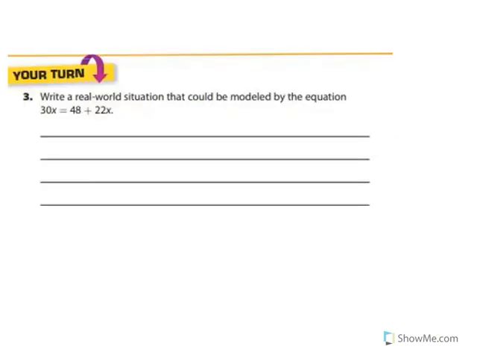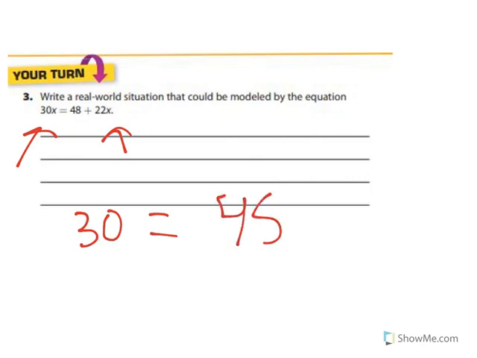For a real-world situation, they could be modeled by the equation. So kind of the same idea, right? The first person charges $30 an hour to work on something. The second person charges $48 just to start, and then it's $22 an hour. And so they're going to ask you at what point will they be the same. All right, so we're going to solve for x. And so we would do that.